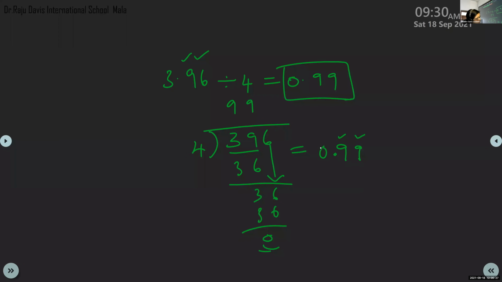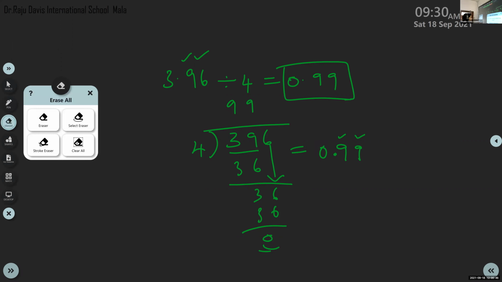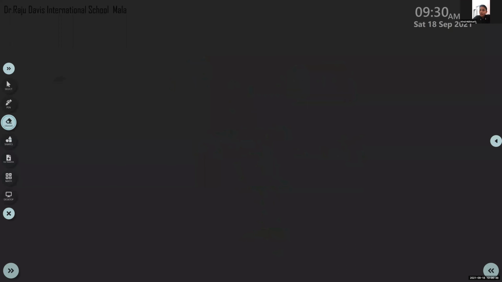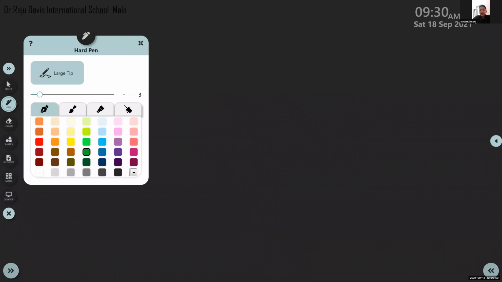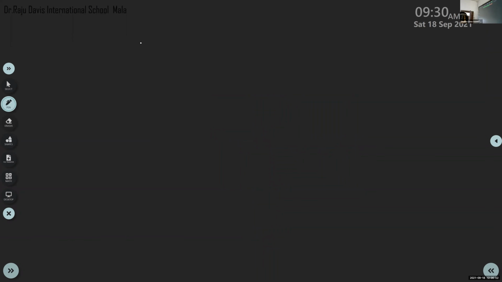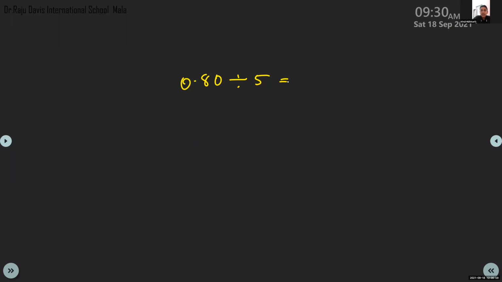Last question goes to Nihal Mustafa. That is this one. Ma'am, 0.80 divided by 5, right? Yes, last one. 0.80 divided by 5. What is the answer? 0.16. Okay, Ma'am, let us check. 16. 80 divided by 5.